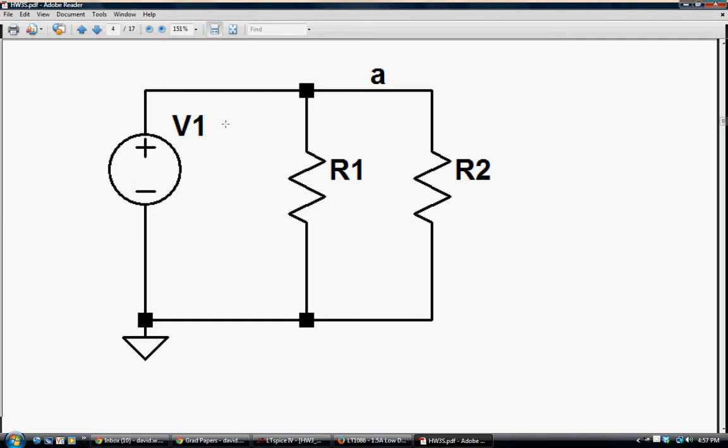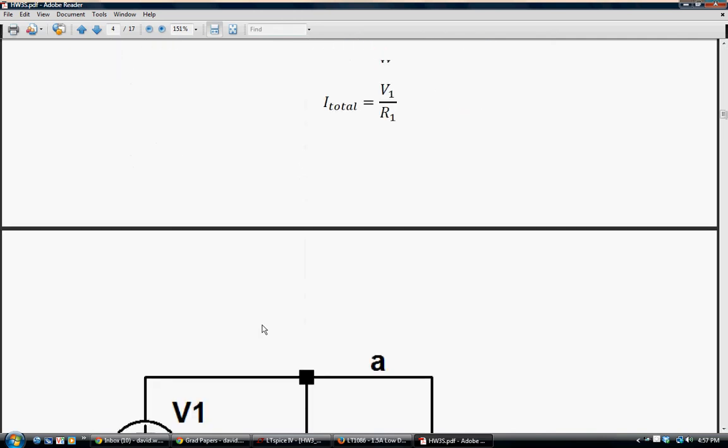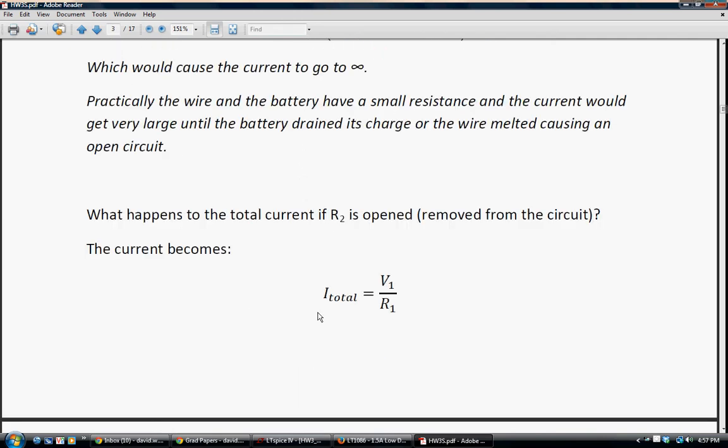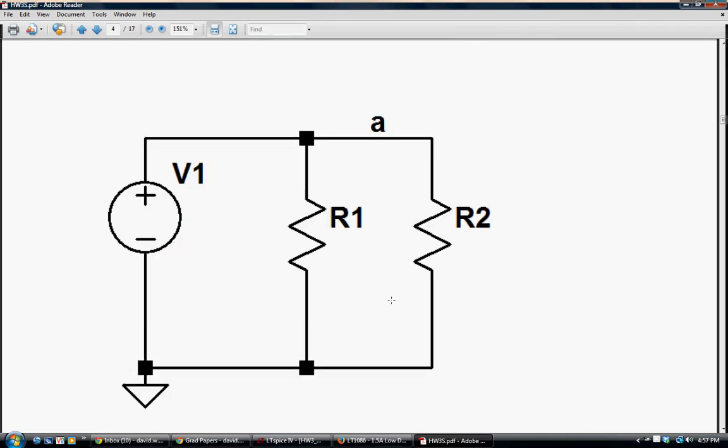But in a real circuit, there will be a small resistance in the wire and a small resistance in the power supply. And so you'll get some very large current until either the battery loses all its charge, or the wire heats up, melts, and then becomes an open circuit, and the current goes down to 0. And if we remove R2 from the circuit, then we just get V1 divided by R1. It's just completely out, and I can break it anywhere in here to get rid of R2.